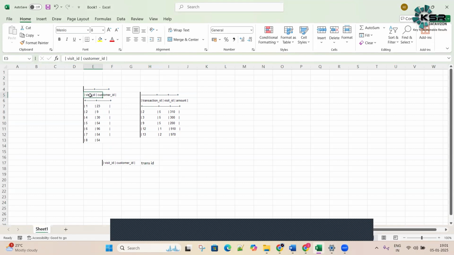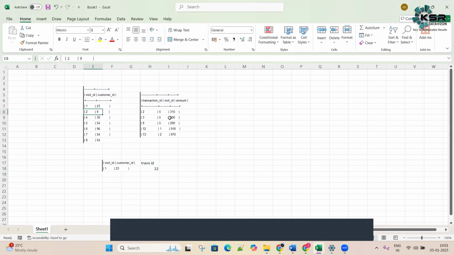Based on what we are doing, based on visit ID. So for 1, do we have any visit ID? Yeah, we have 1, so it's matching. So let's take this, copy it and paste it here. So what is the transaction ID? That is 12. So let me note it down here.